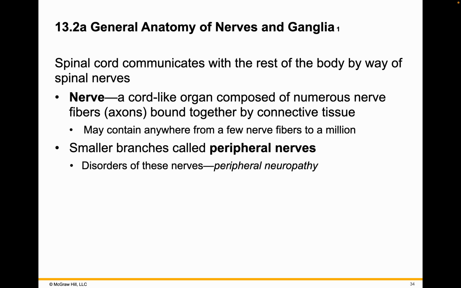The spinal cord communicates with the rest of the body by way of spinal nerves. A nerve is a cord-like organ composed of numerous nerve fibers, axons, bound together by connective tissue. Nerves contain anywhere from a few nerve fibers to a million. The smaller branches are called peripheral nerves. Disorders of those nerves would be known as peripheral neuropathy.